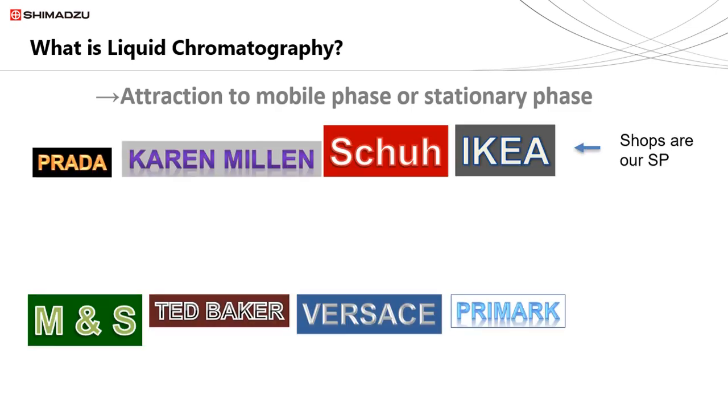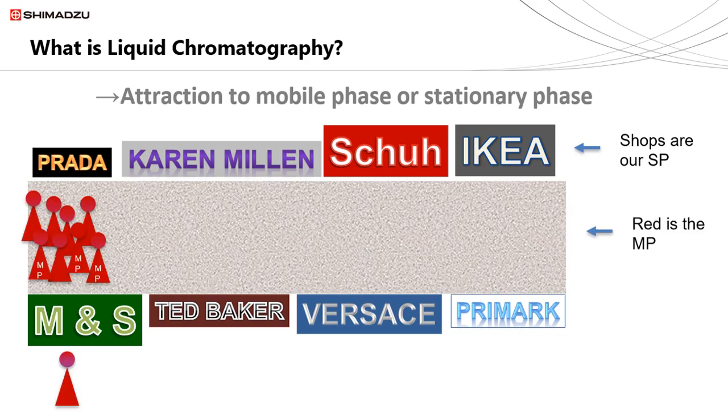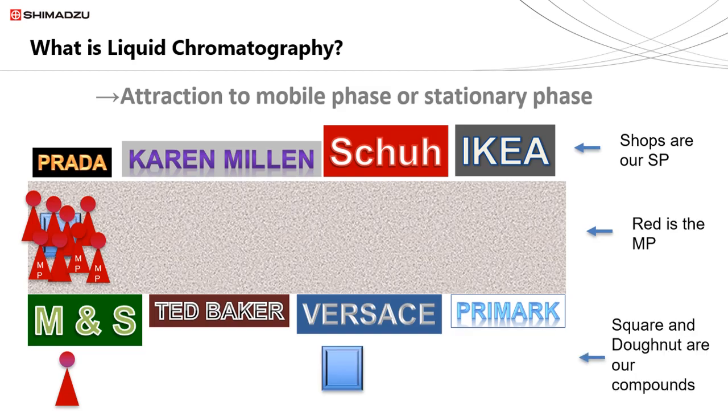So what do we mean by attraction to mobile and stationary phase? Well, let's use a visualisation of a shopping trip. We can take a shopping trip with multiple shops. Here, our mobile phase, represented in red, will travel throughout the shops constantly. Our compounds, or shoppers, require different items.